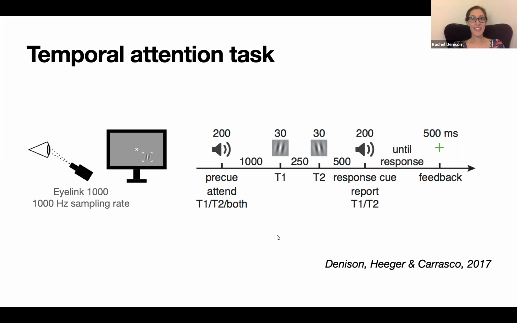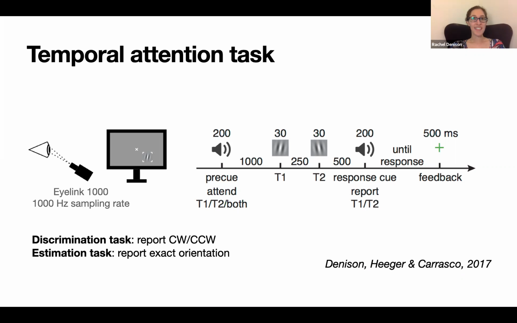It is important to note that observers also had a cognitive task that they had to perform, either a discrimination task where they reported the orientation of the target as being either clockwise or counterclockwise, or, in another experiment, observers performed an estimation task where the orientation of the target could vary randomly, and the observers were asked to report the exact orientation by adjusting a probe stimulus.